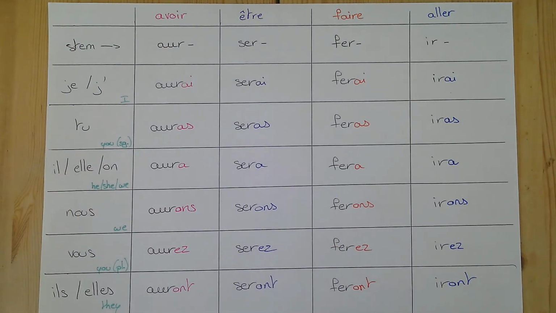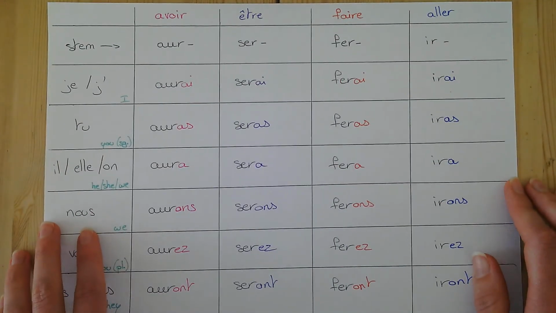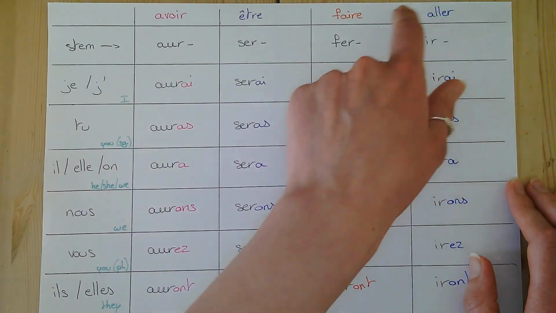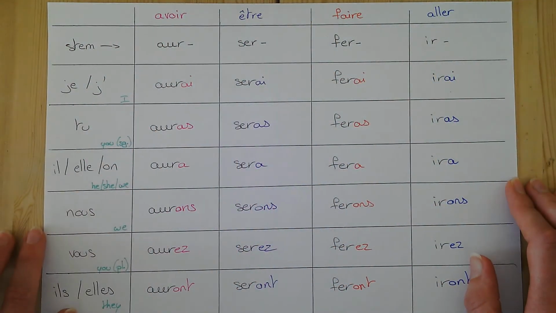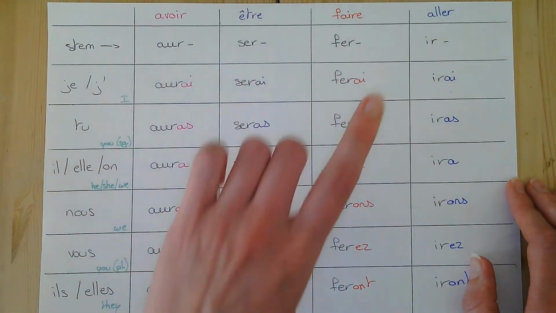So, like I said at the beginning, it's a very simple tense to form. You do have a bunch of irregulars, but once again, once you know your endings and once you remember the stem for each infinitive, it's actually not that hard. You just need to make sure that you know this is to have, to be, to do, and to go.